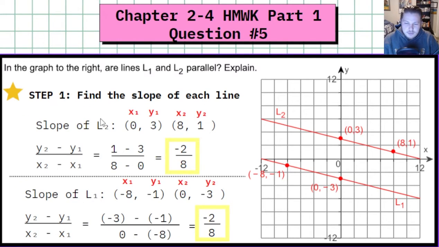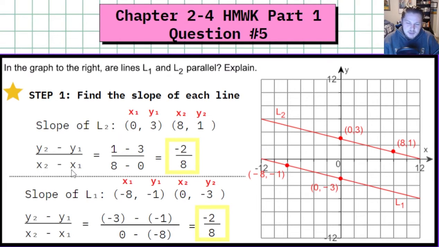I have the slope for L2, it's the line here on top, and it's at points (0, 3) and (8, 1). Again, how do you know what x1 and y1 is and x2 and y2? You're going to go from left to right. Whatever point you hit first, that is your x1 and y1. The second point is going to be your x2 and y2. All right, so the formula for slope is y2 minus y1. So I'm going to take my y2 that I've labeled, which is 1, and subtract it from my y1, which is 3. 1 minus 3 is negative 2.